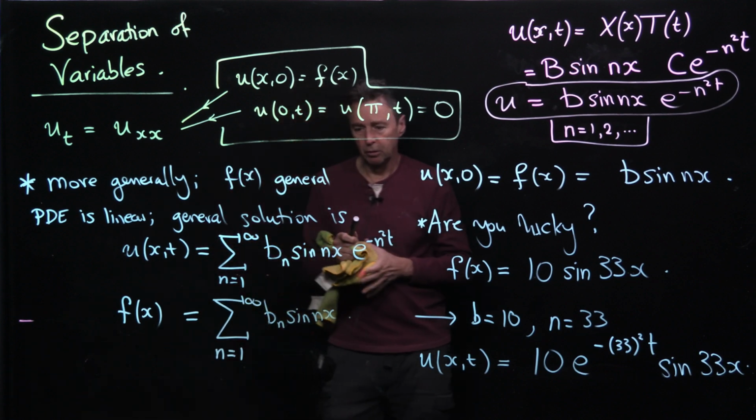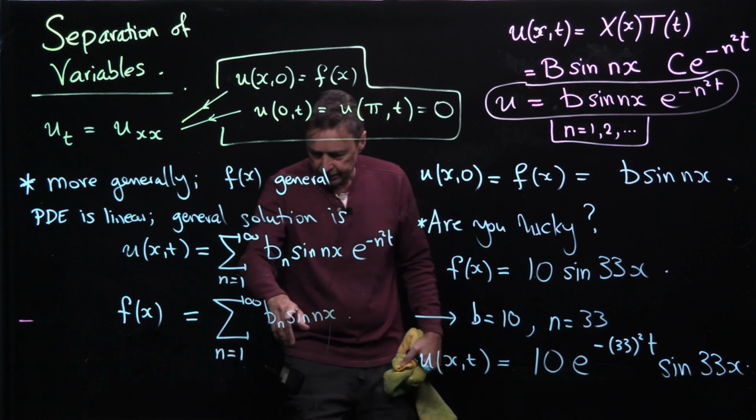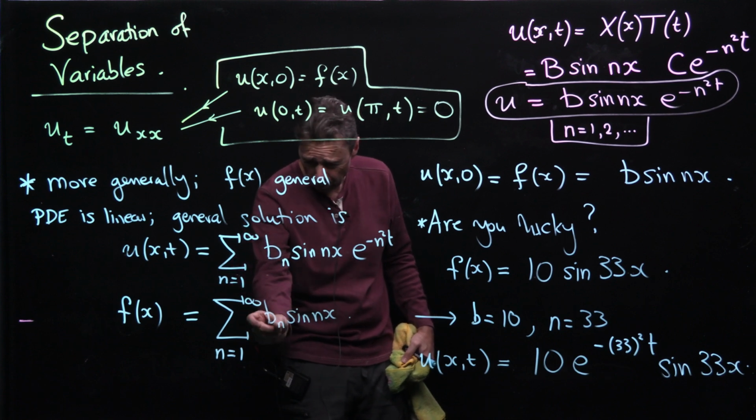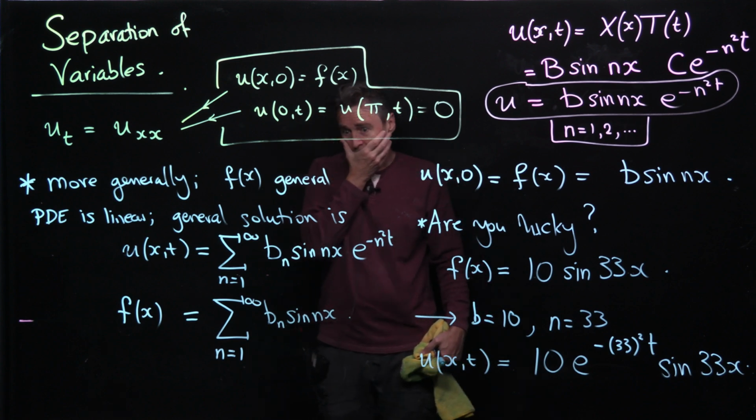So I need those two to be the same. This is an infinite series with some unknown coefficients. I've got to pick those coefficients to satisfy that. So that's the final part of the problem.